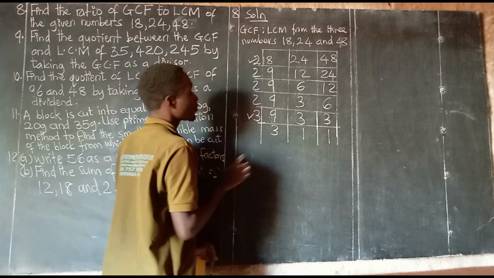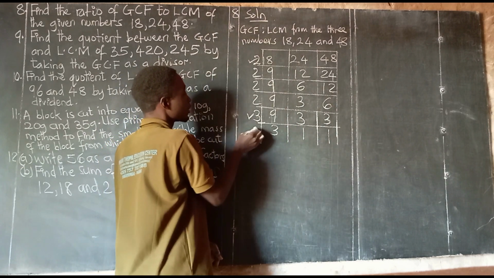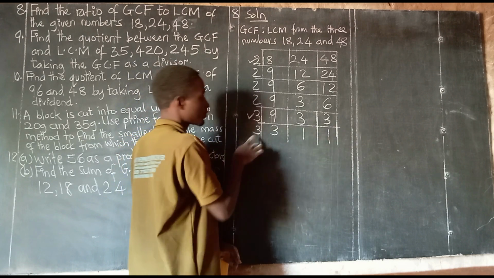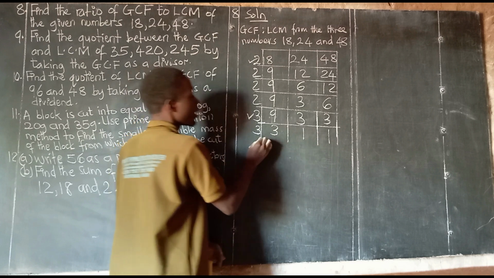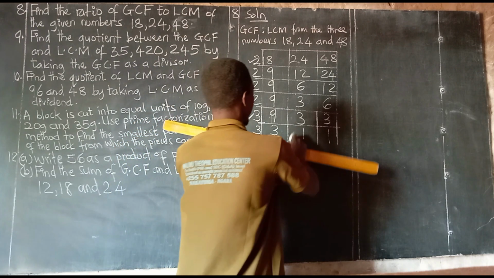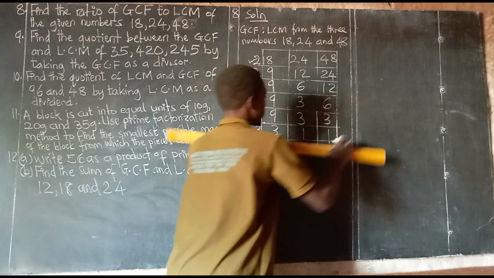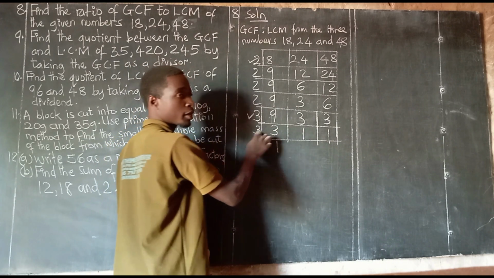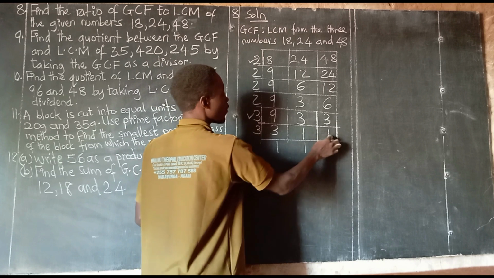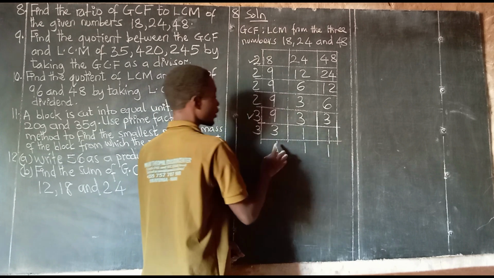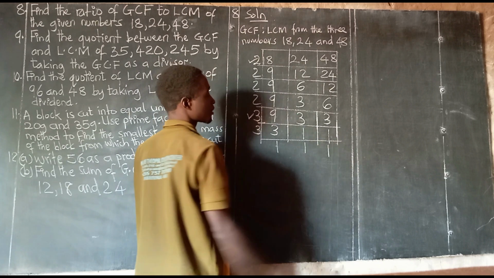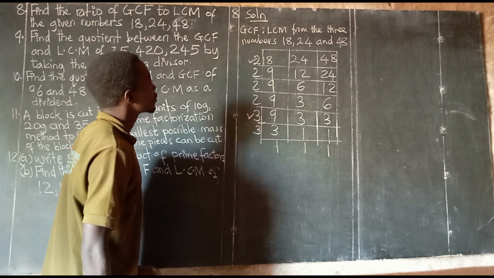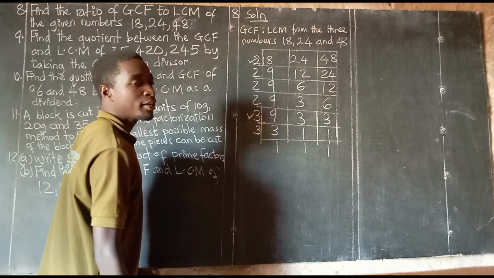Now we shift again. Is 3 still usable? Yes, 3 can be used because we have one of the numbers which is divisible by 3, which is 3. So when we divide, we get 3. We take 3 over 3, we get 1. 1 over 3, we get 1. 1 over 3, 1. So as we are left with 1, 1, 1, it means that you have reached the end point. So here, what follows is to find the GCF and LCM.